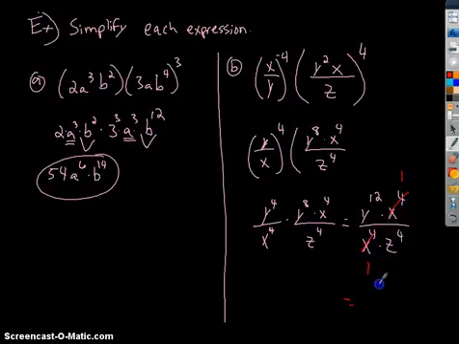So you only have enough y to the 12th on top, all over z to the 4th on the bottom. You can't reduce that because they're unlike bases. This base is y, and that base is z. And that's just what it is. So our final answer is y to the 12th divided by z to the 4th.